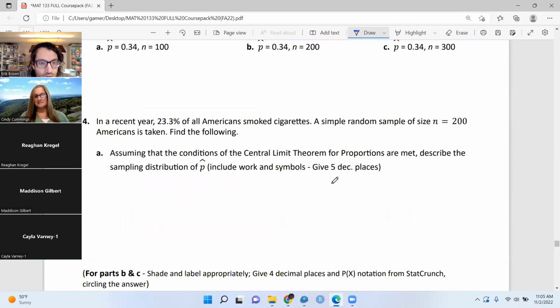Okay, let's do one more. In a recent year, 23.3% of all Americans smoke cigarettes. Notice this is a percentage of a population. That's p. So percents and proportions.